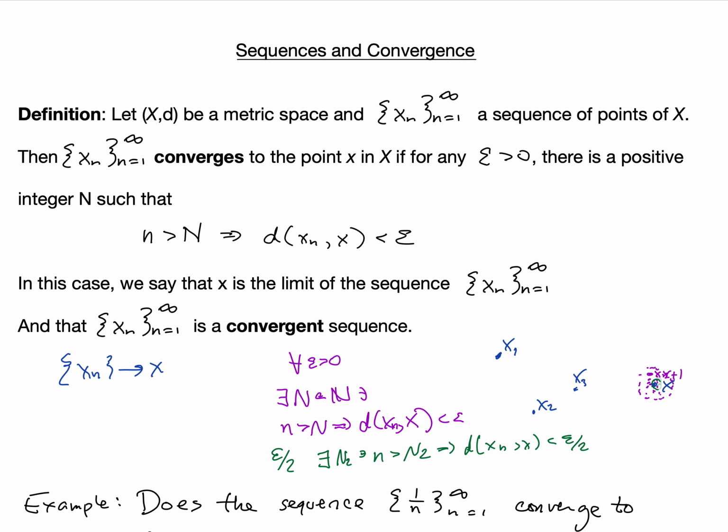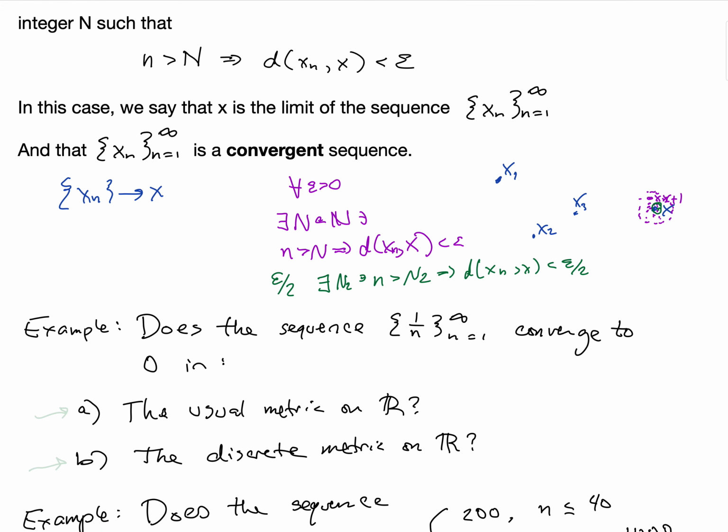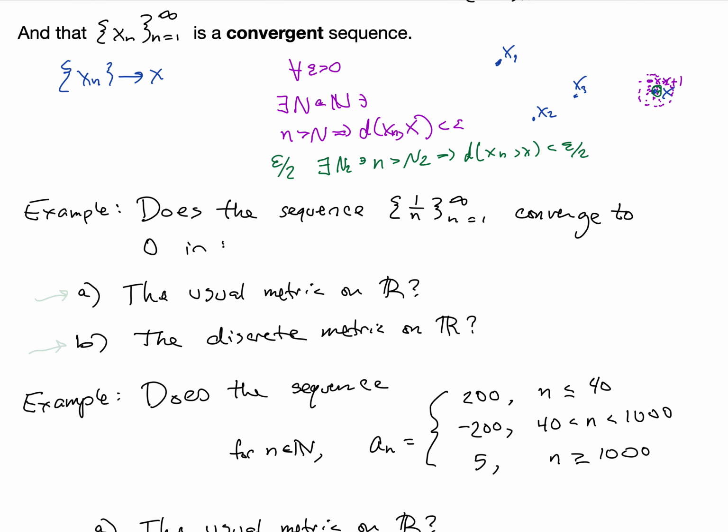So I can make my epsilon whatever I want. I can make it as arbitrarily small as I want, and it must be the case that all infinitely many of the points of the sequence from then on are contained inside that ball of radius epsilon over 2, or whatever size I want. So to think about this a little bit more, here are a couple examples.